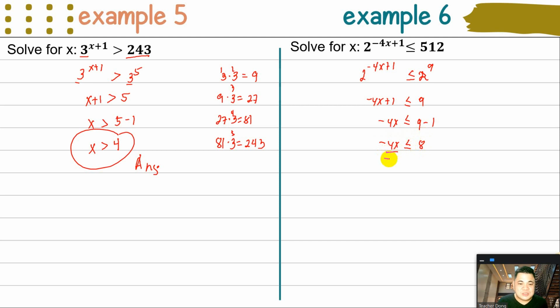We need to divide both sides by negative 4. So x, okay, are we going to flip? Yes, because the divisor is negative. So it's now at most, or greater than or equal to, 8 divided by negative 4, which is negative 2. So the final answer is x is at most negative 2.